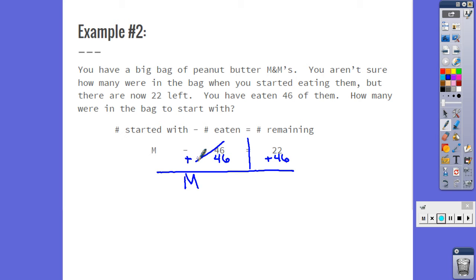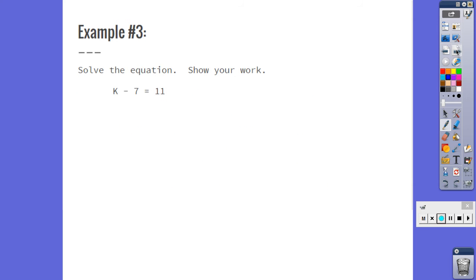And for the sake of keeping things simpler and saving you time, we can know that these are going to cancel out because they become 0. And then equals, and then when I add those up, I've got 22 plus 46. That would leave me with 68 M&Ms. Okay, remember that we always want to label our answers for story problems.